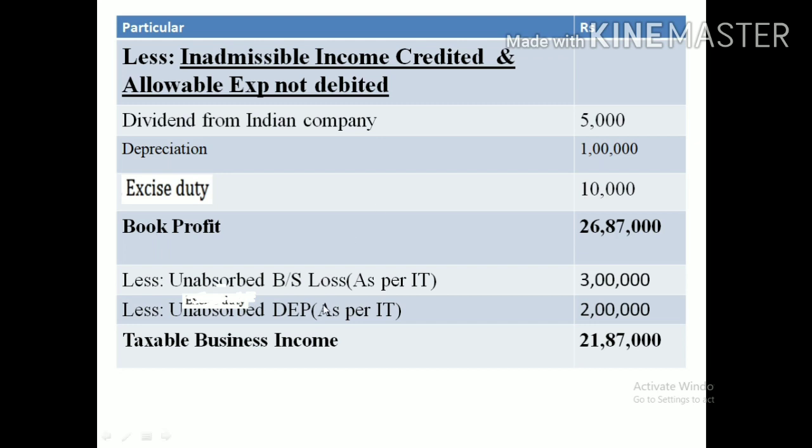Then next from this you should deduct unabsorbed business loss as per IT, 3 lakh, then unabsorbed depreciation as per IT, 2 lakh. When deducting unabsorbed business loss and unabsorbed depreciation, you should take them as per IT. If as per IT is not given, don't take. But in this problem they are given as per IT, 3 lakh and 2 lakh. So deduct from book profit, you will get taxable business income 21 lakh 87,000.